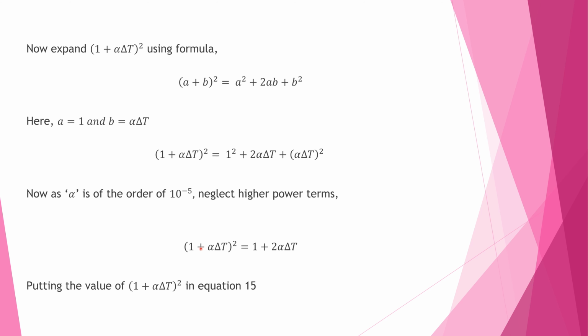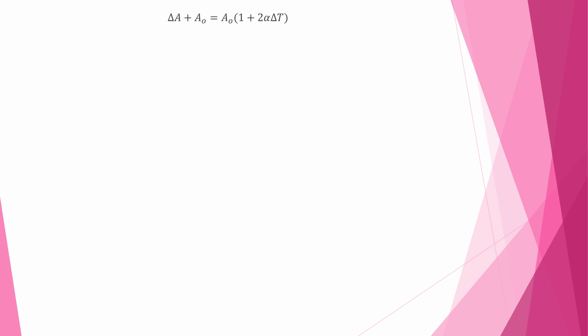Now we put the value of (1 plus alpha delta T) to the power 2 in equation number 15. Delta A plus A naught is equal to A naught into (1 plus 2 alpha delta T). Multiply A naught by this bracket. Delta A plus A naught is equal to A naught plus 2 A naught alpha delta T. This A naught will cancel. Delta A is equal to 2 A naught alpha delta T.